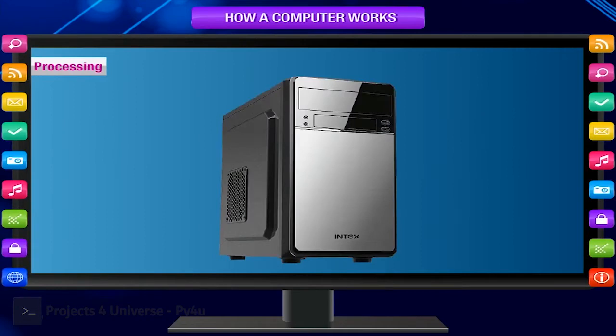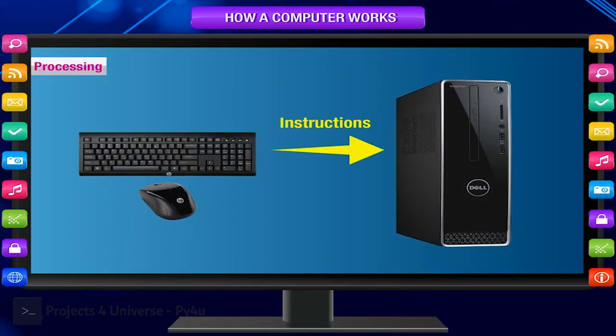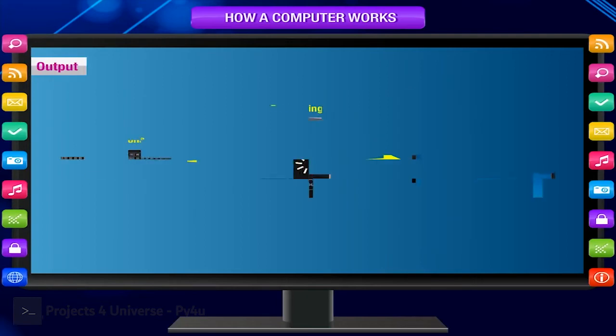Processing. The working on data by the CPU is called processing. When we give instructions to the CPU to do calculations, it carries out the instructions and works on the data to solve the problem. Processing means arranging data to give the meaningful result. CPU is a processing device.